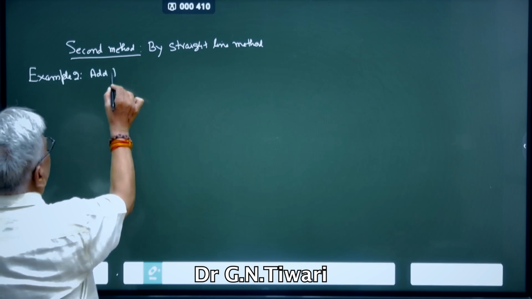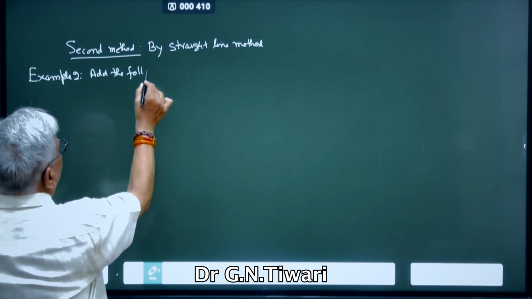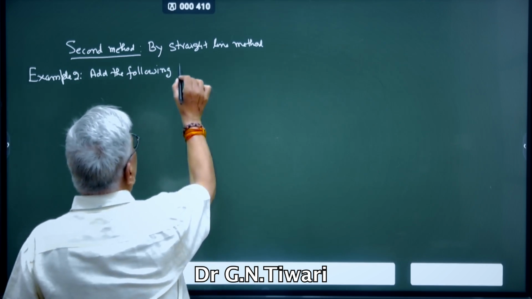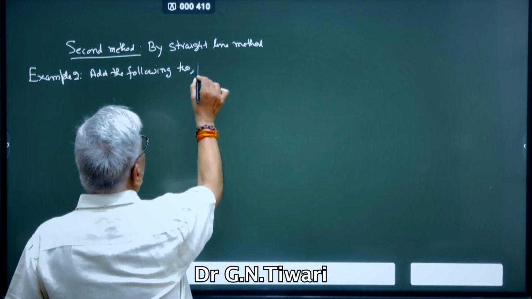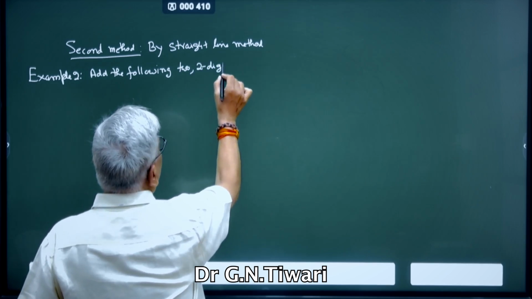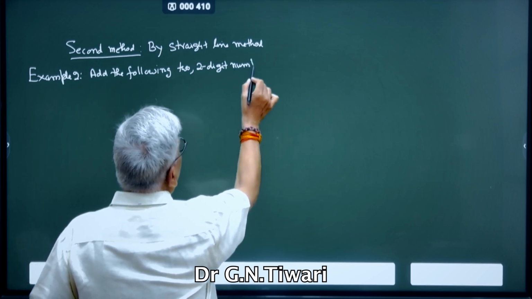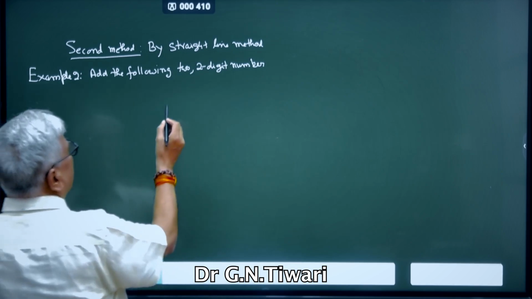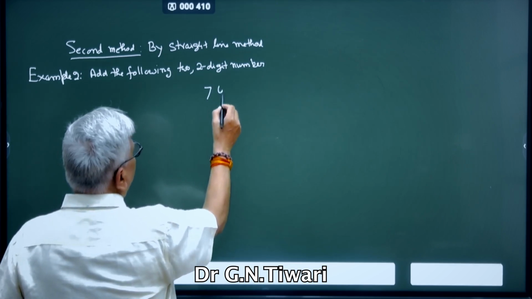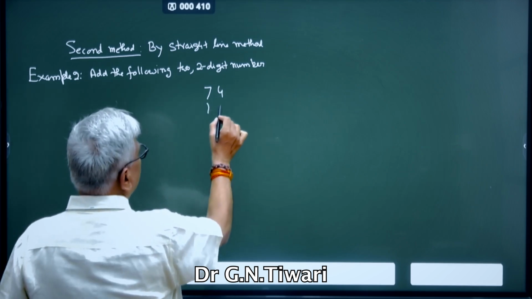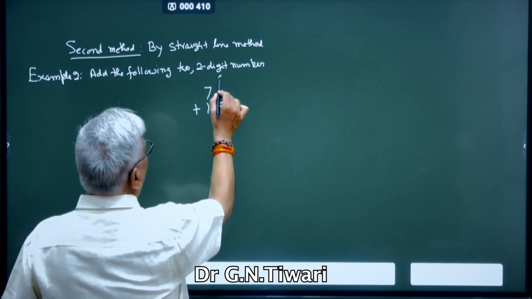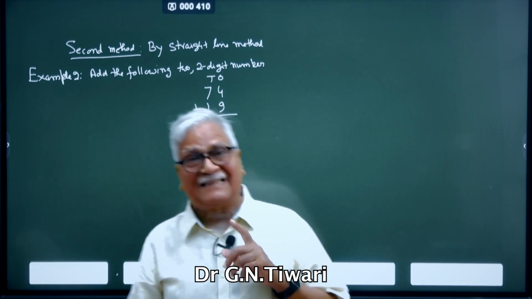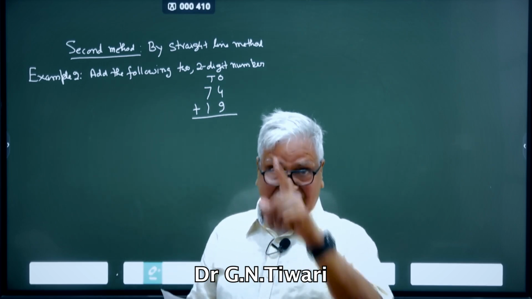So now the question is, add the following two digit numbers. Here I have taken a different example. Again I am saying this is 74 and 19, plus, with O and T. Again I request that the student should understand the meaning: O means ones digit, T means tens digit.